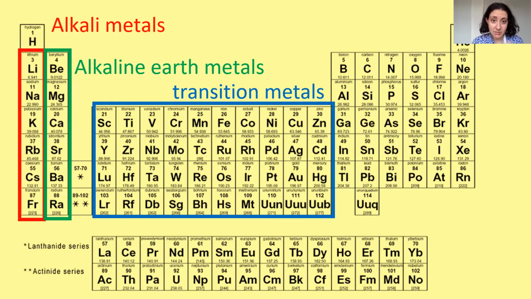You may have heard of tungsten before. That's W. That's one of my favorite elements. It's got a great name. Yep, there's platinum, gold, there's mercury. All of those are transition metals. Well, mercury is sort of weird. That's a whole other story.